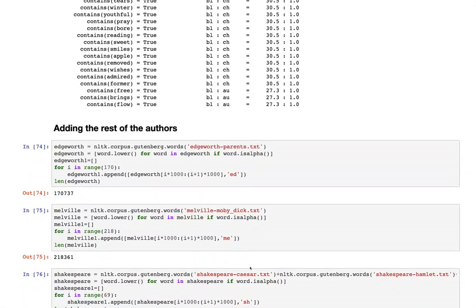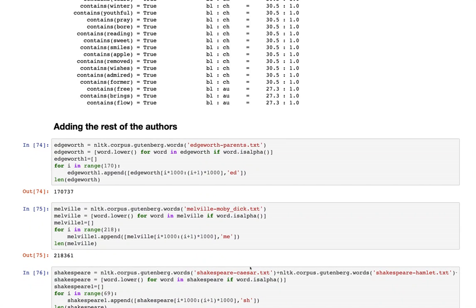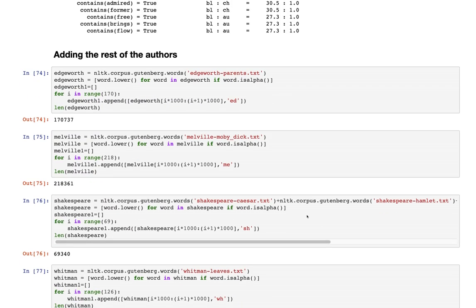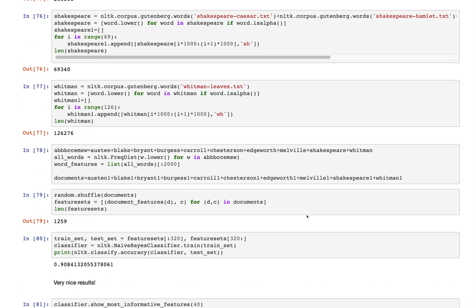So then we just added the rest of the authors all at one time to see what would happen. And we got a 90% accuracy. So it actually brought up the accuracy when we had more authors.